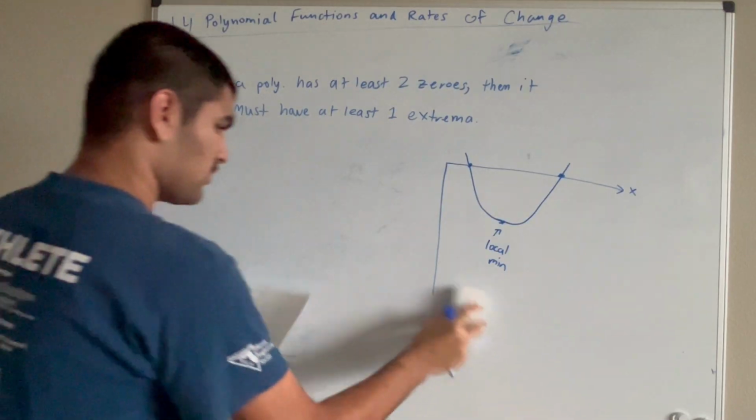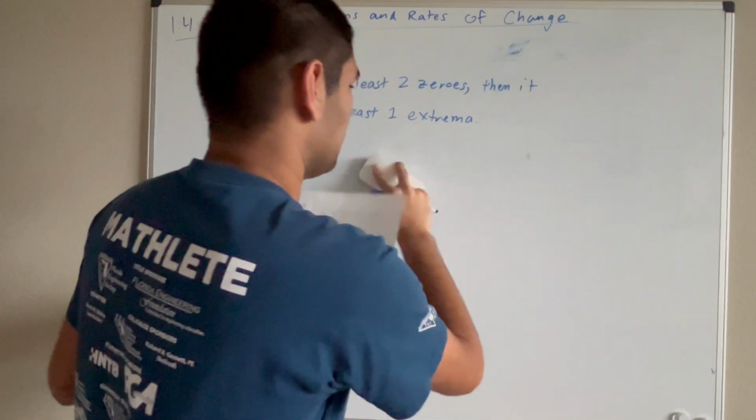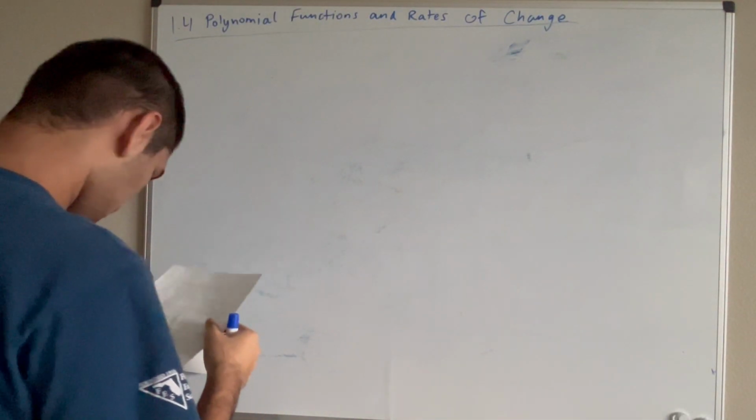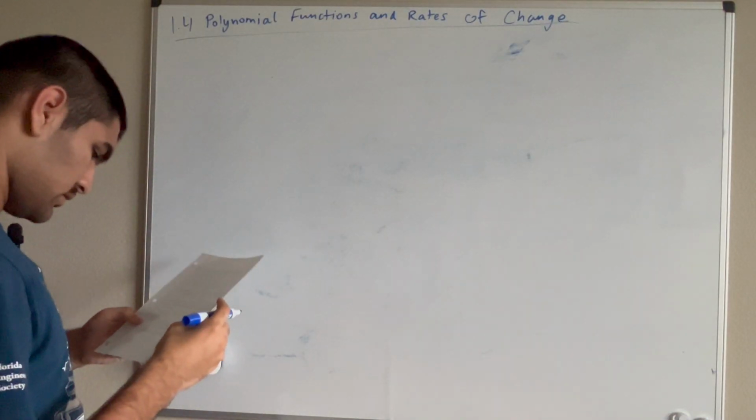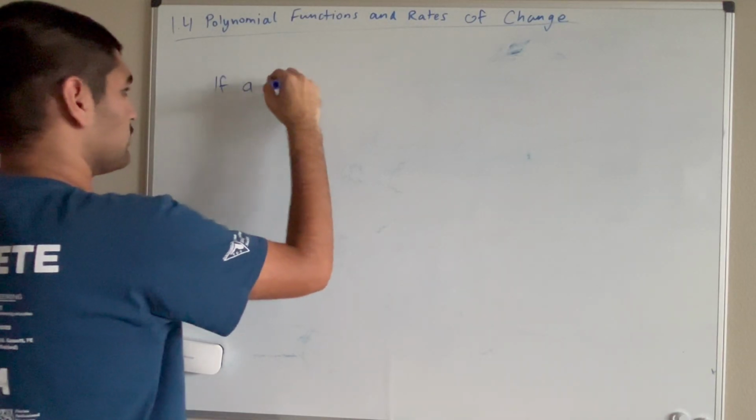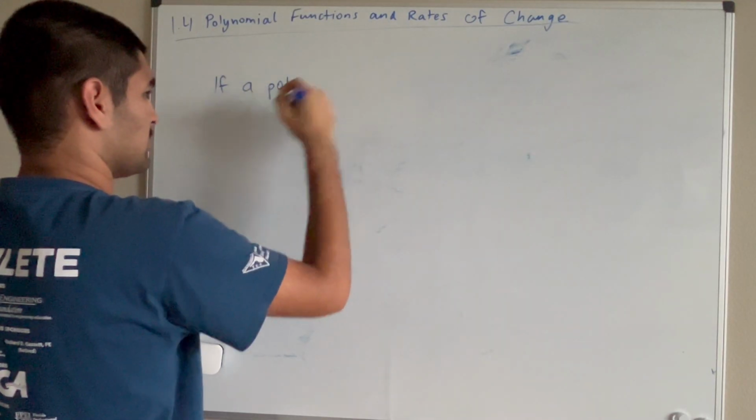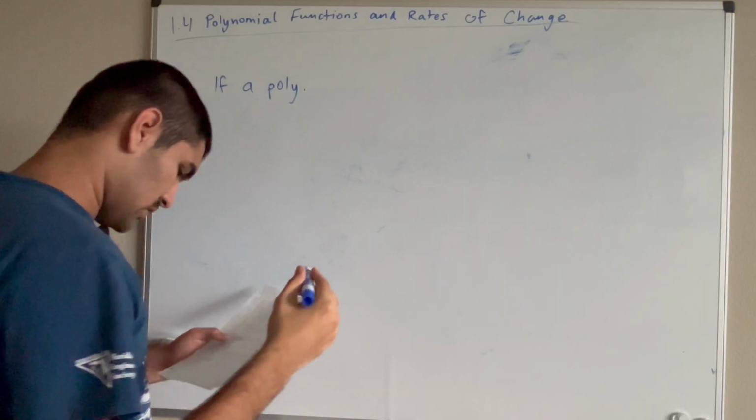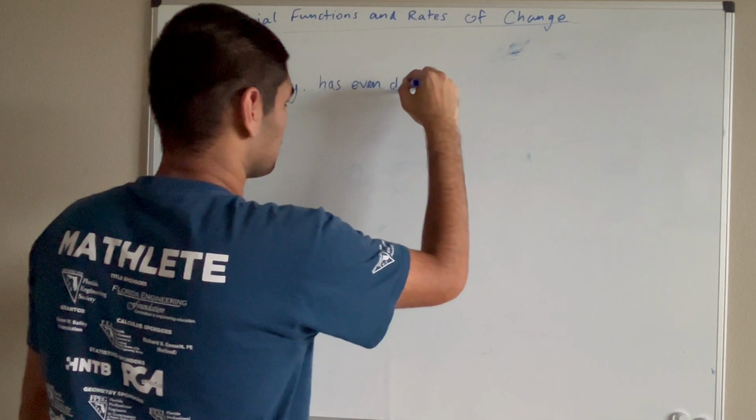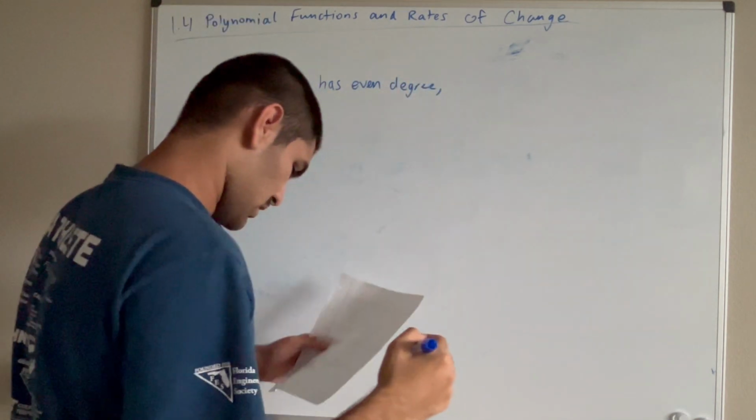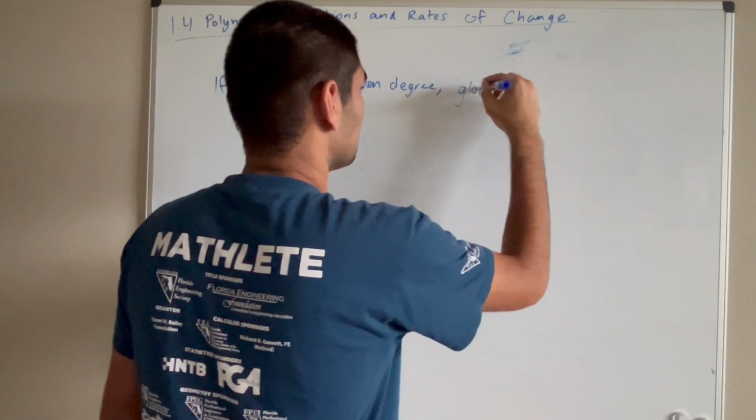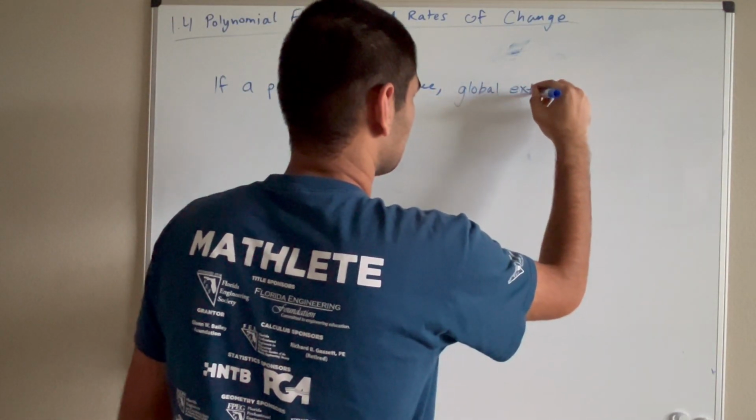And then we have another little law, theorem, call it whatever. It's saying that if a polynomial, which I'll just abbreviate as POLY for short, has an even degree, then the global extrema are guaranteed.